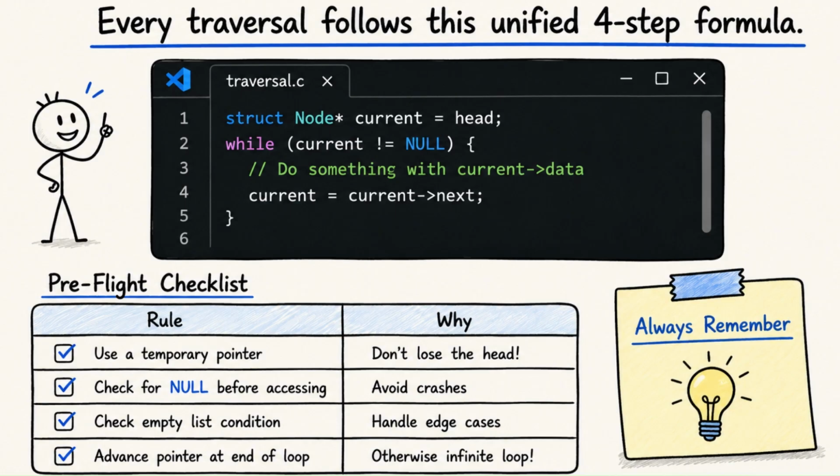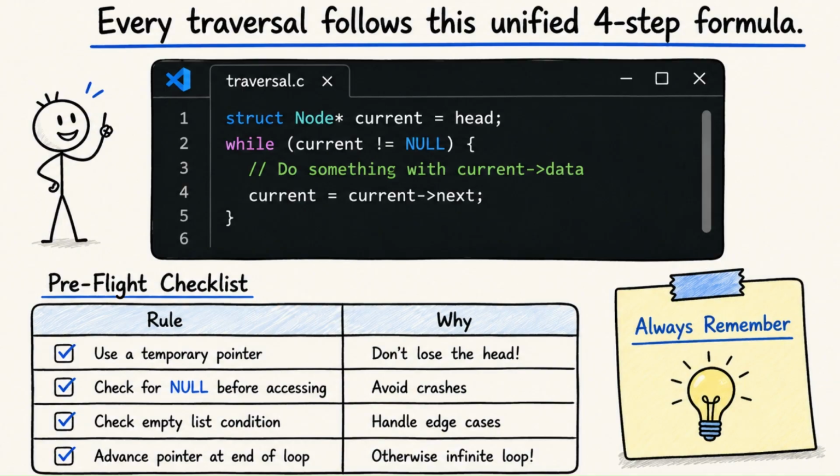This little shell right here will get you safely through almost any linked list scenario you encounter. To really cement this, try to treat these 4 rules as an absolute pre-flight checklist every single time you sit down to write code. Rule 1. Always use a temporary pointer so you don't lose your head anchor. Rule 2. Check for null before accessing any data so you avoid those nasty segmentation faults.